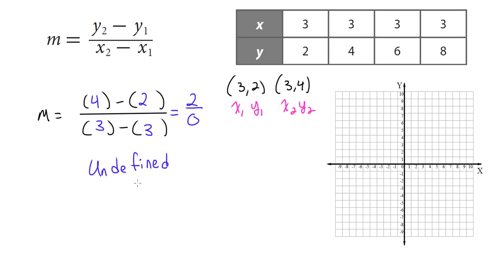So the graph of this line would actually be a vertical line that passes through the x-axis where x is equal to 3. Now how do I know that? Look at all the x values. 3. And this is an undefined slope.